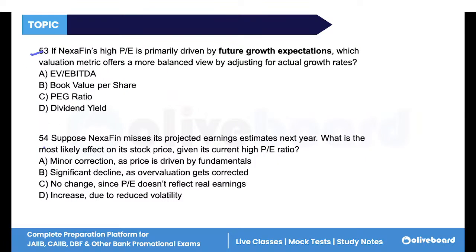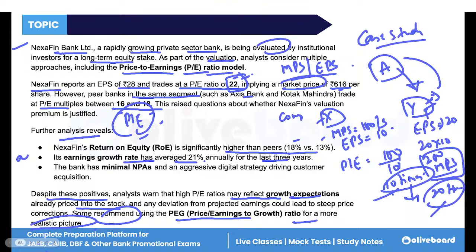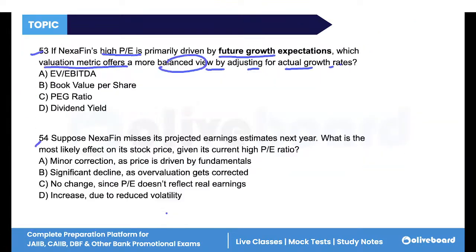Now, 53, 54. High PE is primarily driven by future growth expectation. Which valuation metric offers a more balanced view by adjusting for actual growth rates? Now, what is the reason behind this? In the case study, if you see what gives you the more realistic picture, it is the PEG ratio that will give you the more realistic picture.